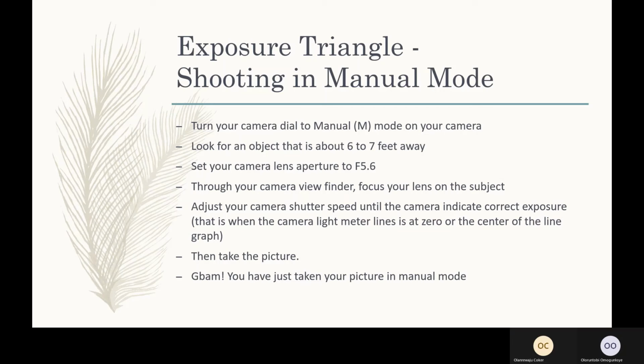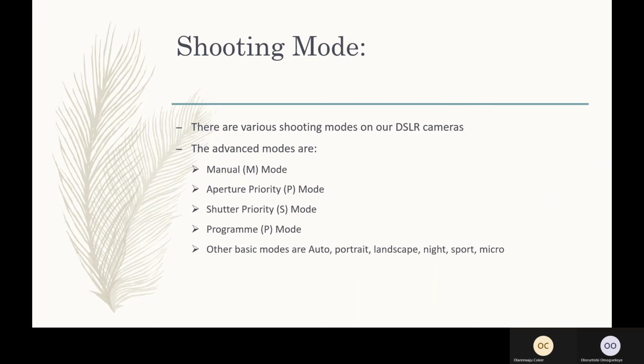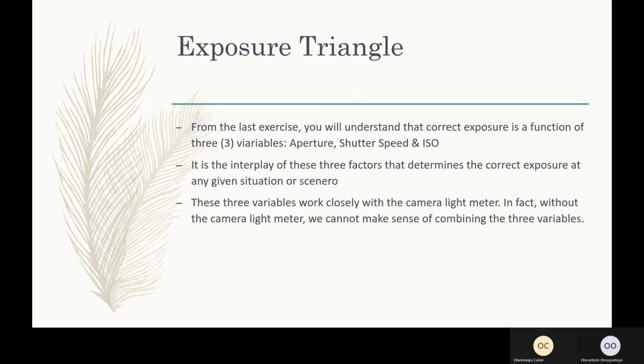Look for an object that is about 6 to 7 feet away, or any object at all. Now, go to your camera. Look for the aperture control. Set it to 5.6. And through your viewfinder, focus your lens on the object. Then the other thing that you can adjust is your what? Shutter speed. Start turning the dial until the graph in your camera is in the middle. That line is at the middle, it's at 0. Then you take a picture. That's what we do when we are taking a picture in manual mode.